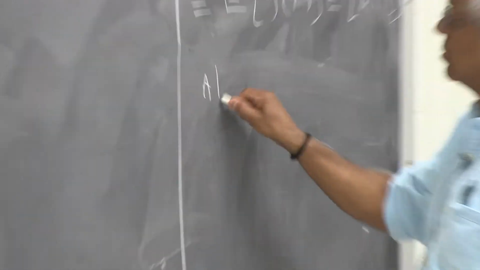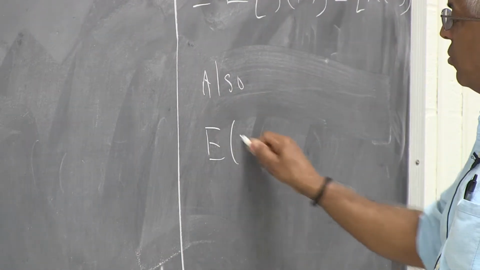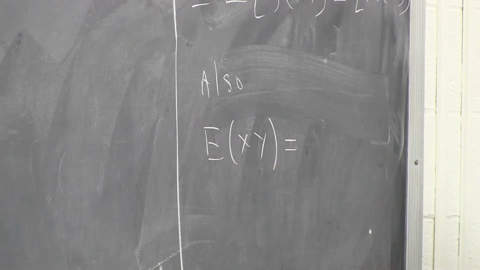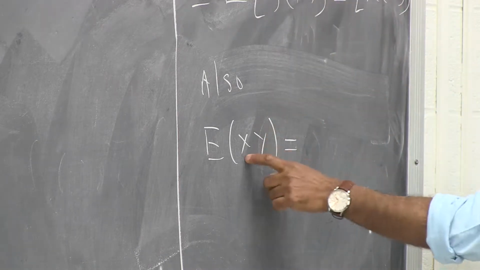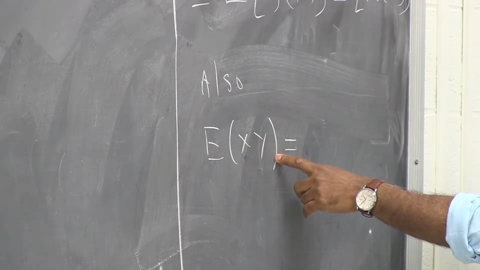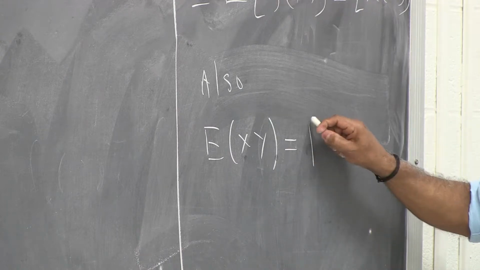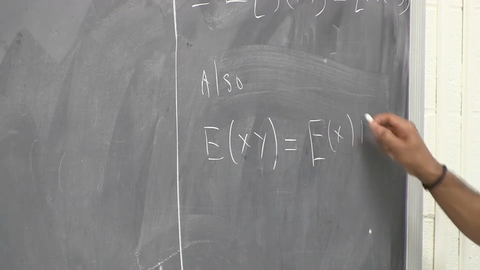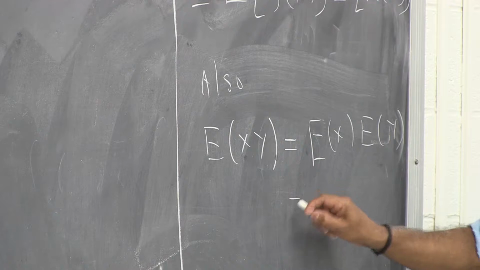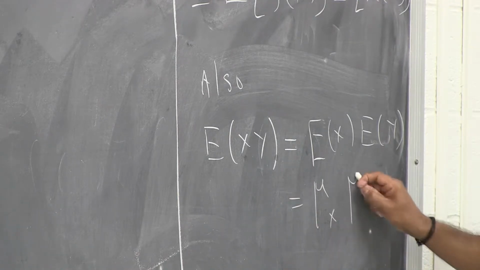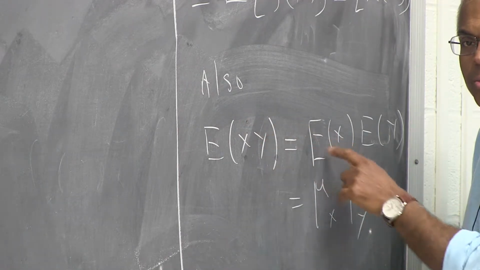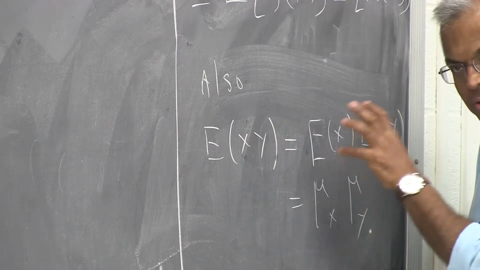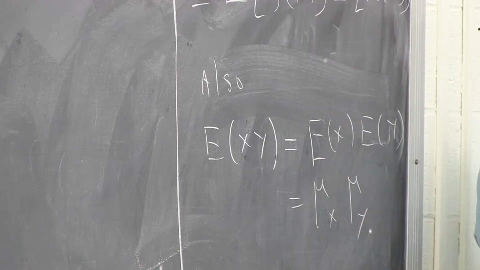So what happens, I would ask you this, what happens to expected value of xy, because this is the simplest moment you can think of under this condition. If x and y are independent, expected value of xy is expected value of x multiplied by expected value of y, but that's the mean of x multiplied by mean of y. Expected value of x squared multiplied by y squared would be expected value of x squared multiplied by expected value of y squared, etc. Okay.